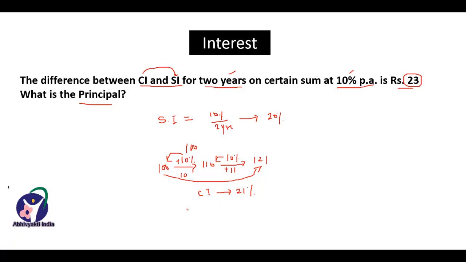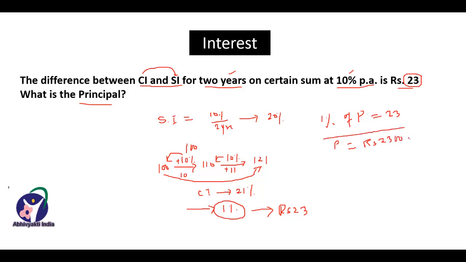Now the difference of compound interest and simple interest will be 21% minus 20%, that is 1%. And so the difference between the compound interest and simple interest is 1%, and this 1% is rupees 23. So we can say that 1% of the principal is equal to 23 rupees. It means the principal is equal to rupees 2300. So the principal is rupees 2300.